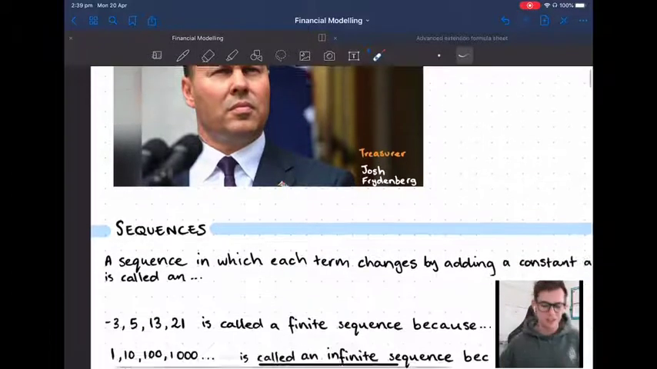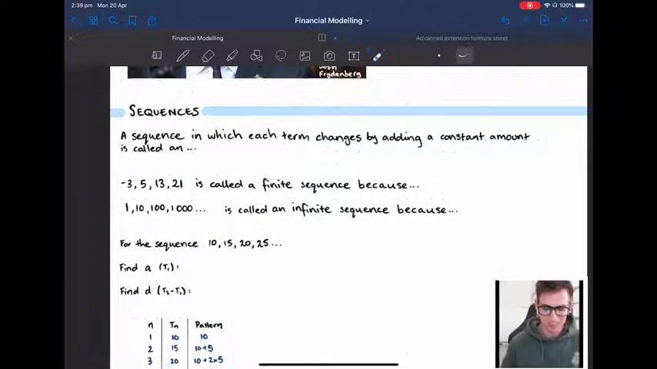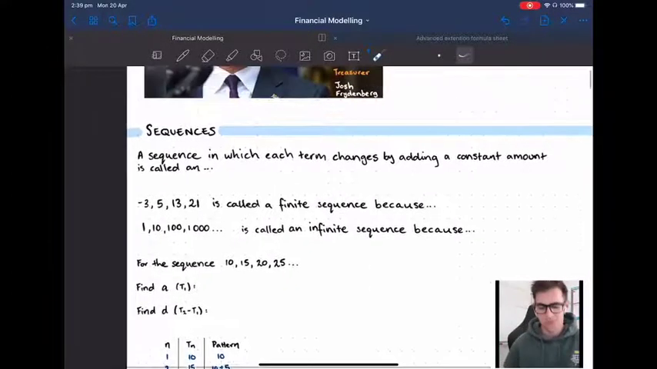good. So in terms of the basics, we're going to start with sequences, and sequences are really nice. It's basically going to be either adding or multiplying.